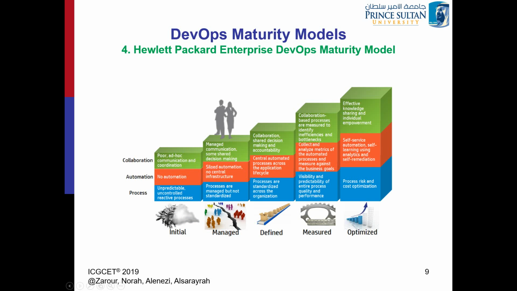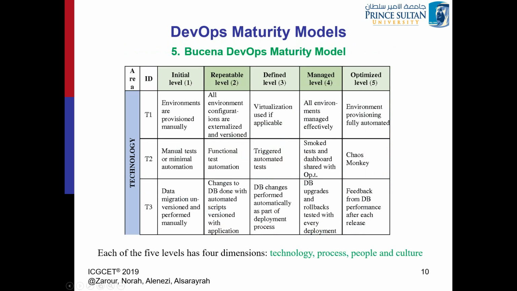The fourth one is developed by HP, the Enterprise DevOps Maturity Model. Here we have as well 5 different maturity levels, as you can see, and we have 3 main dimensions in this maturity model: the process, the automation, and collaboration. The fifth maturity model is developed by another researcher called Bucena, which is the Bucena DevOps Maturity Model. This model has 5 levels as well, and it has 4 main dimensions, which are technology, process, people, and culture. And here we are showing part of the different features or characteristics related to the technology dimension of this model.